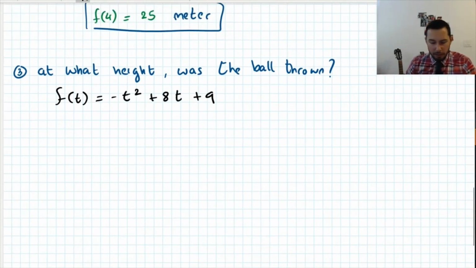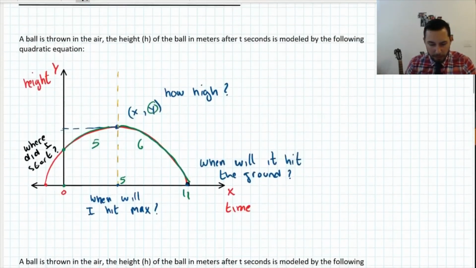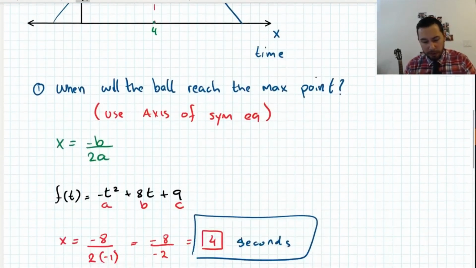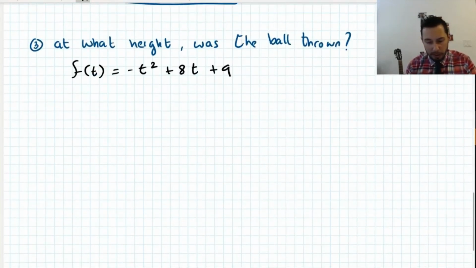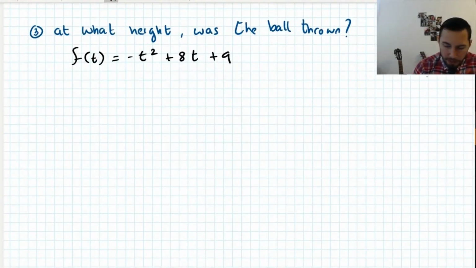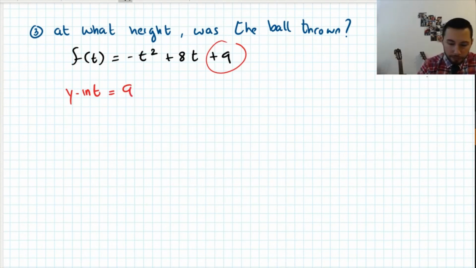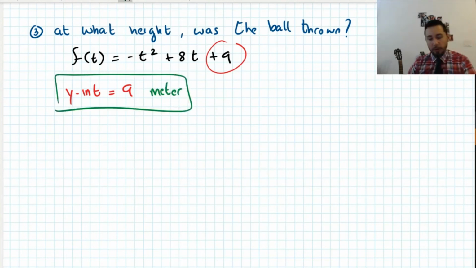Now we talked before about this point right here. Where did I start? And that is simply my y-intercept. So if I scroll back down to my question, I look at my problem, and I should know by now that my y-intercept is the c value. So this right here is going to be my starting point. This will be my y-intercept. So my y-intercept is equal to 9. Therefore, I threw the ball at 9 meters, right? So I started throwing the ball at 9 meters.